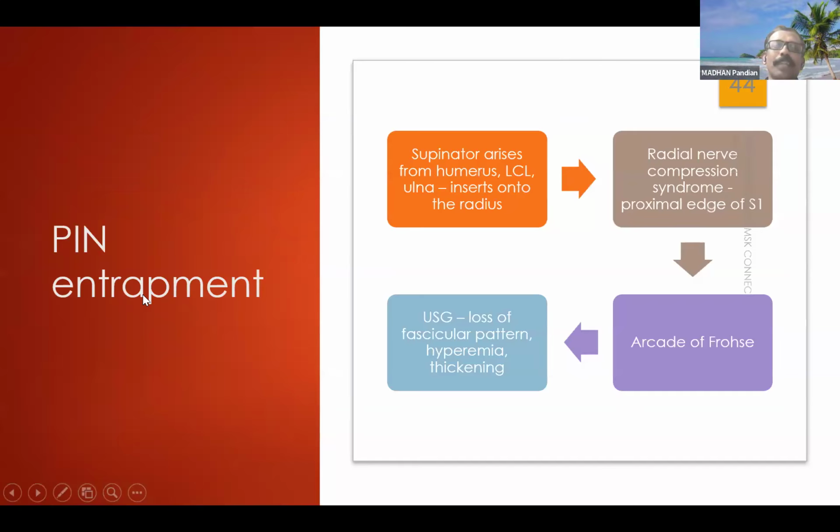Let us see what exactly is PIN entrapment. All of us know that theoretically there are some 7 causes why it could happen.